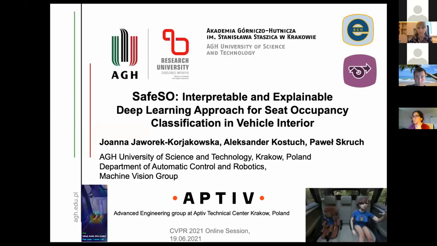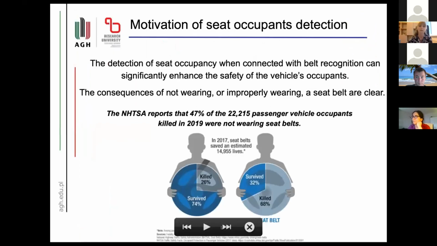So the motivation of our work was straightforward. The detection of seat occupancy connected with belt recognition can significantly enhance the safety of people inside the car. And it has been reported that about 50% of all passengers that were killed during car accidents in 2019 were not wearing the seat belts.